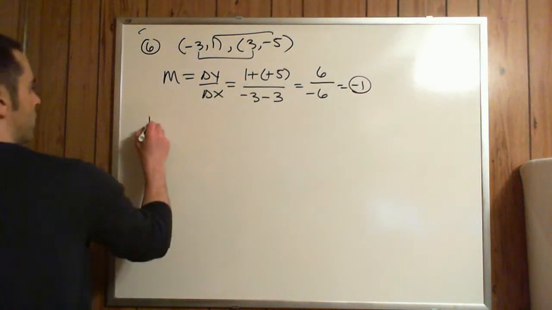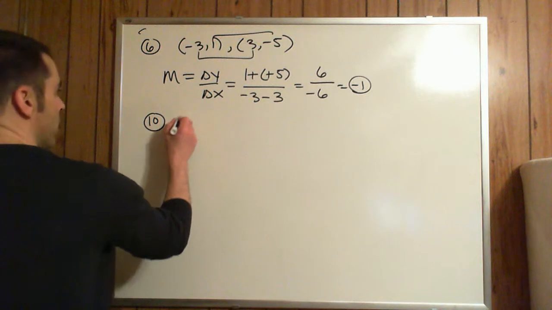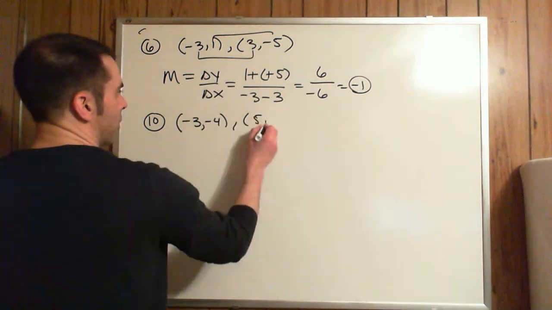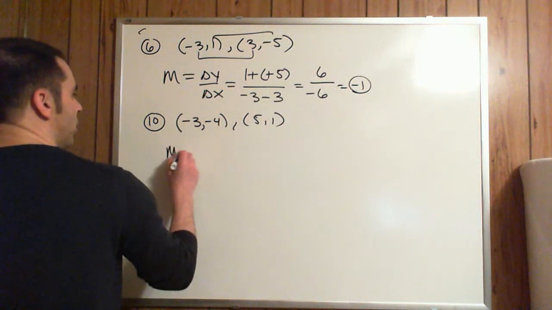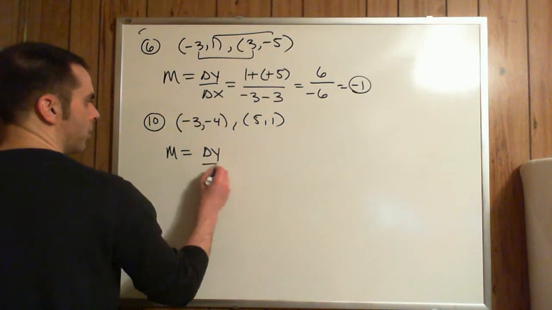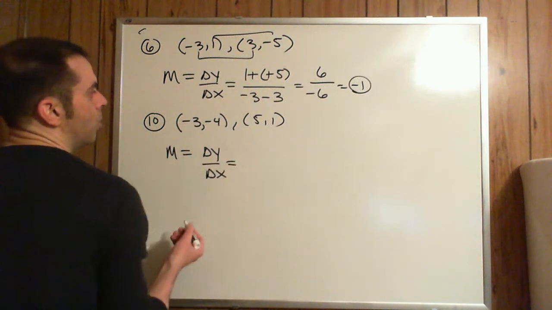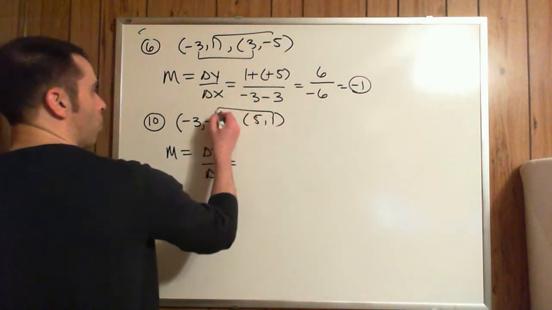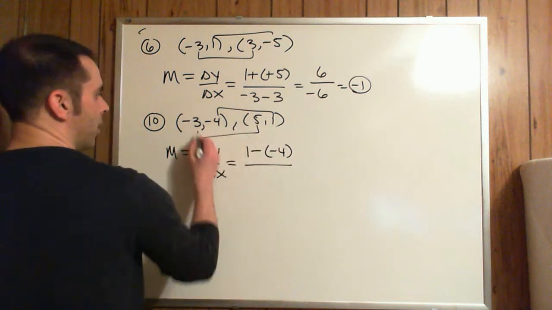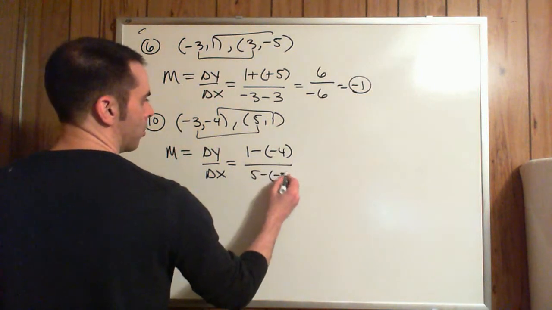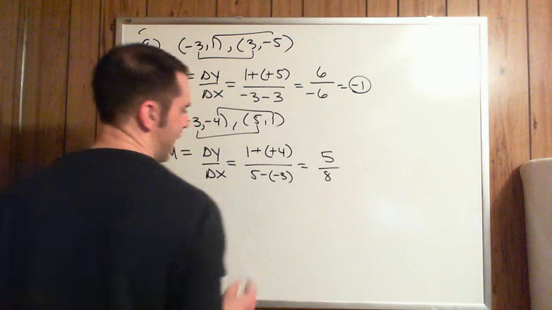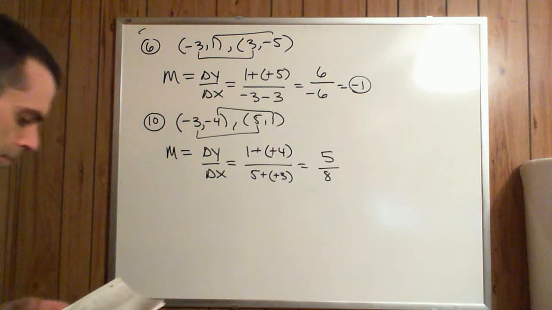Another example, number 10 from section 1.3. Suppose the points are -3, -4, and 5, 1. And the slope of the line passing through those points, m equals the change in y's over the change in x, which is, I'll go here this time, 1 minus a -4 over 5 minus a -3. And that becomes simply 5 over 8 is my slope.